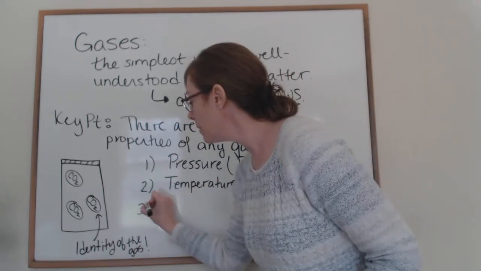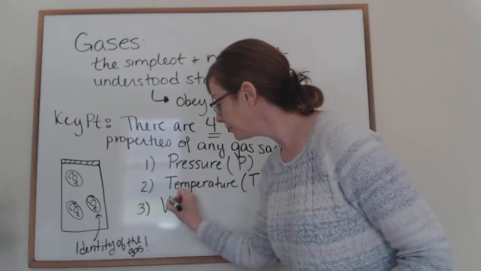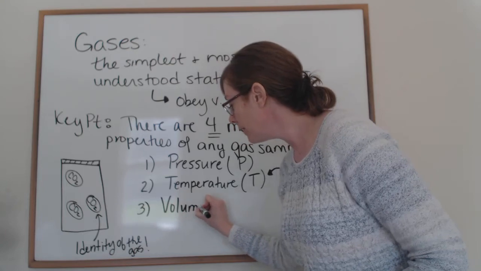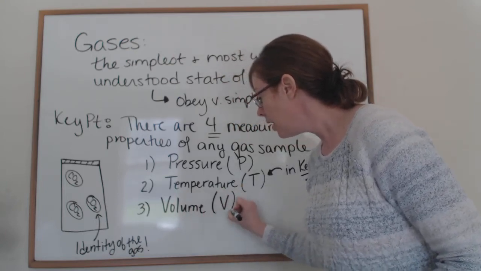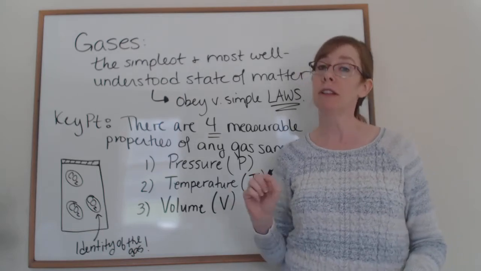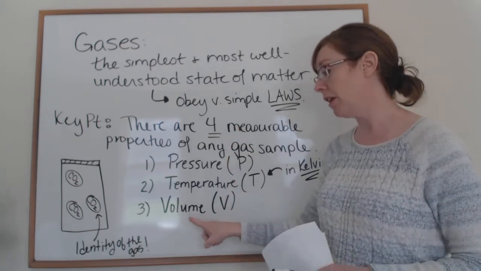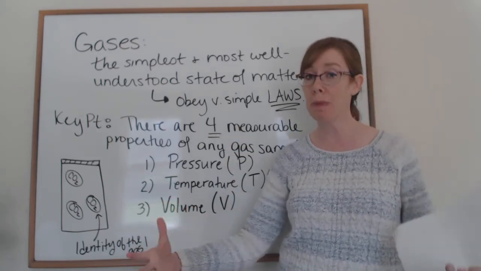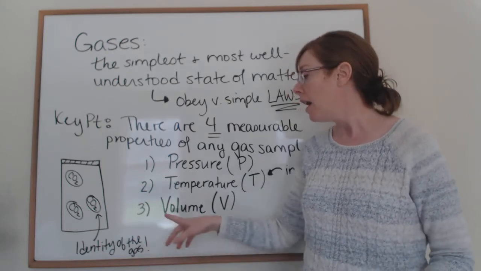The third thing that you can measure about any gas sample is the volume of a gas, and that would be capital V. Lowercase v, we will learn later when we learn kinetic molecular theory, is velocity. So capital V is volume. And once again, that's just the amount of space that something occupies.